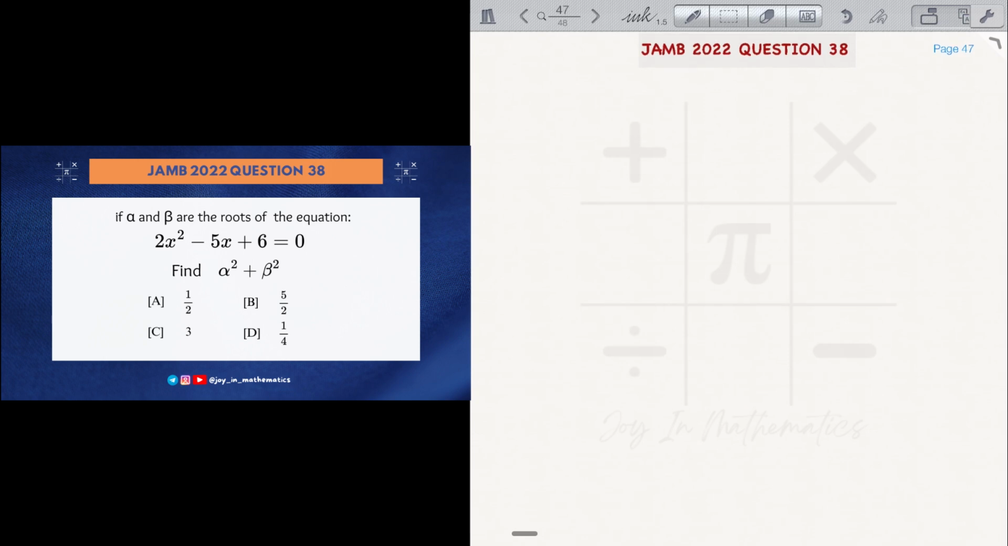JAMB 2022 question 38. Now, if alpha and beta are the roots of the equation 2x squared minus 5x plus 6 is equal to 0, we're asked to evaluate alpha squared plus beta squared. So we are given 2x squared minus 5x plus 6 is equal to 0, and alpha and beta are roots of the equation.